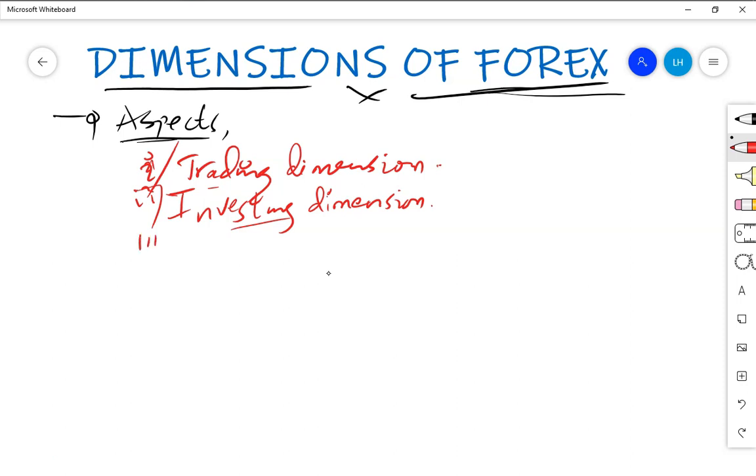Another dimension, the third dimension now. We're going on, looking at those dimensions. The third dimension is the training dimension. Now in this dimension, there are various areas where people may invest. Some people train online. All in all, every dimension is specifically based on making money. Trading, investing, training, every dimension is based on making money. So when you enter the forex industry, you can choose any dimension that you think is going to pay you.